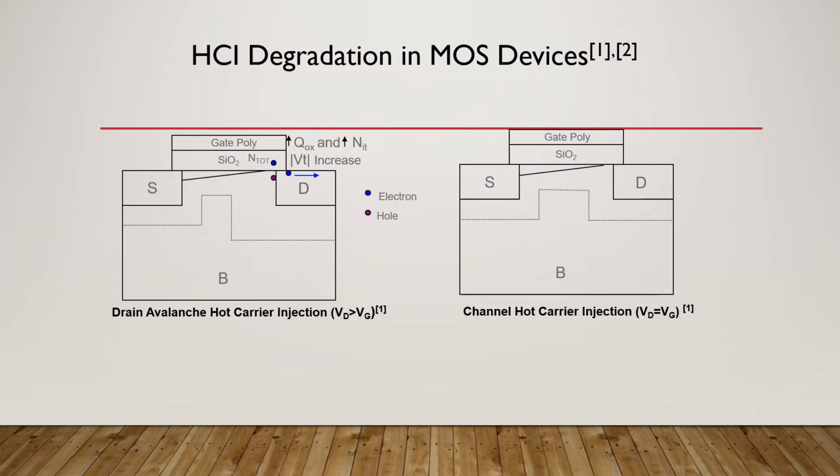The same logic is also valid for the PMOS devices, basically, that the magnitude of VT will increase because of the capture of holes in the SiO2 layer. All right. So I have also explained the PMOS device HCI degradation.